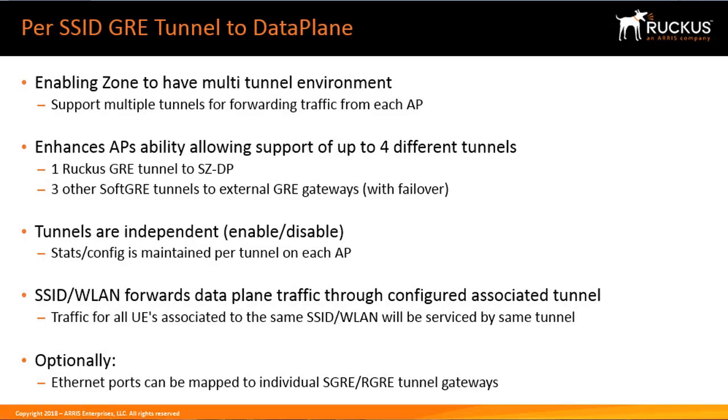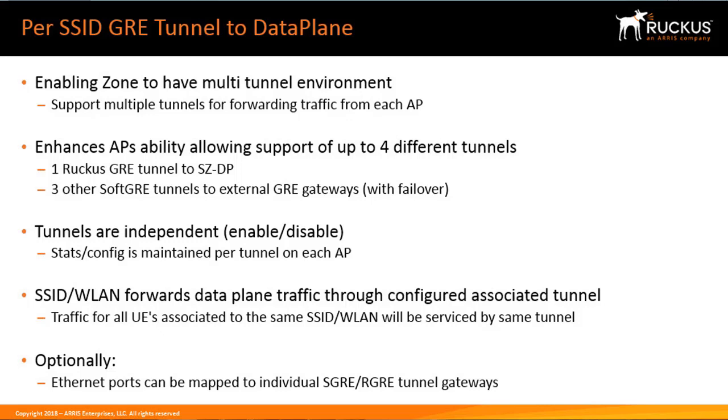So let's get started. To understand this feature in more detail, let's look at the key aspects of it. First, this enables the zone to have multiple tunnel environments, meaning that we have the ability to have multiple tunnels forwarding that traffic from each AP, and that can be specific to the SSIDs that you've configured on it.